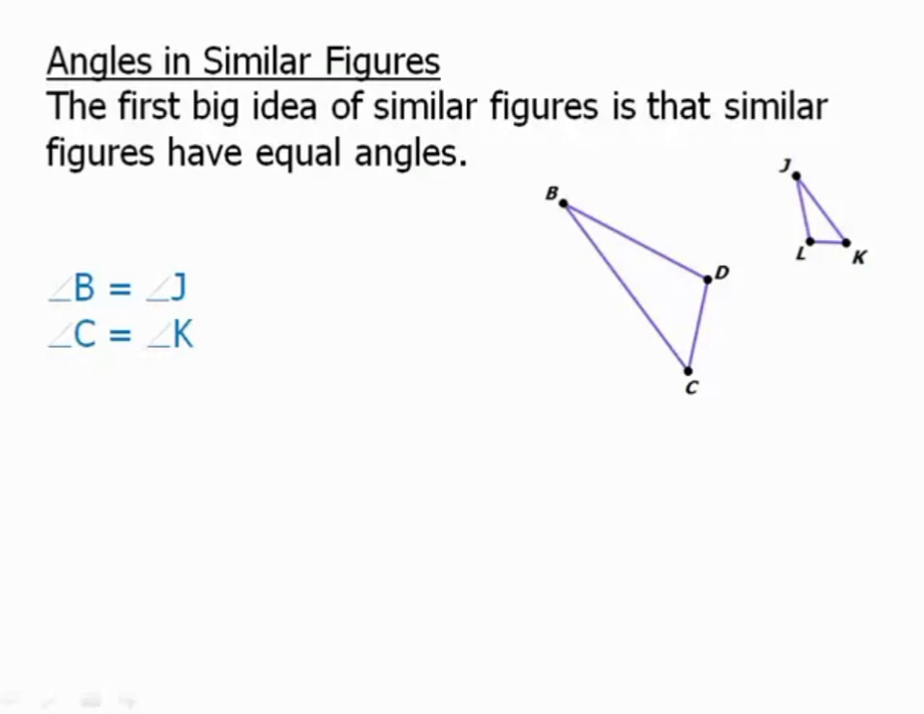So the first thing we'll talk about are angles in similar figures. The first big idea of similar figures is that similar figures have equal angles. So B corresponds to J, so angle B has to equal angle J. Angle C has to equal angle K, and angle D has to equal angle L. And so each angle is equal to its corresponding angle in the similar triangle.